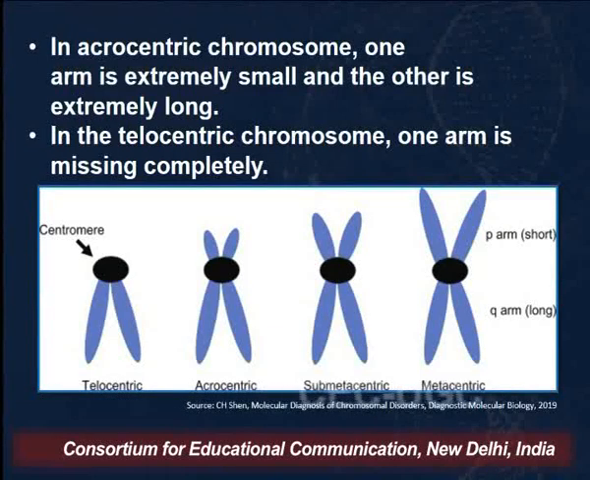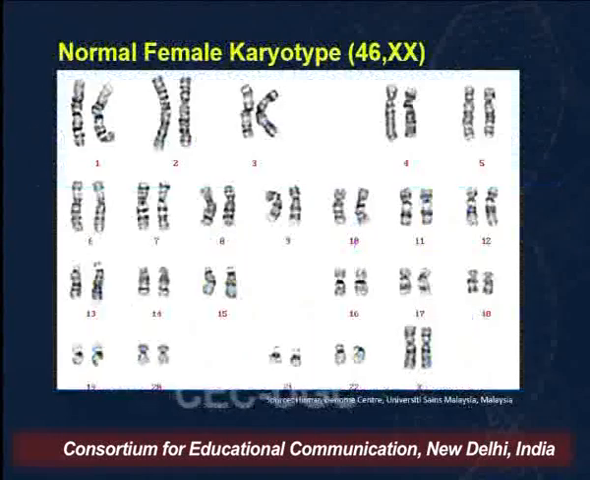While in telocentric chromosomes, one arm is missing completely. So we can see over here, the short arm is called the P arm, while the long arm is called the Q arm.